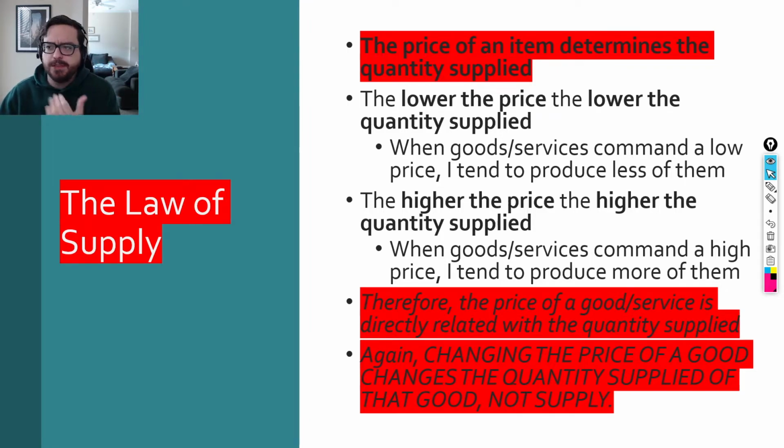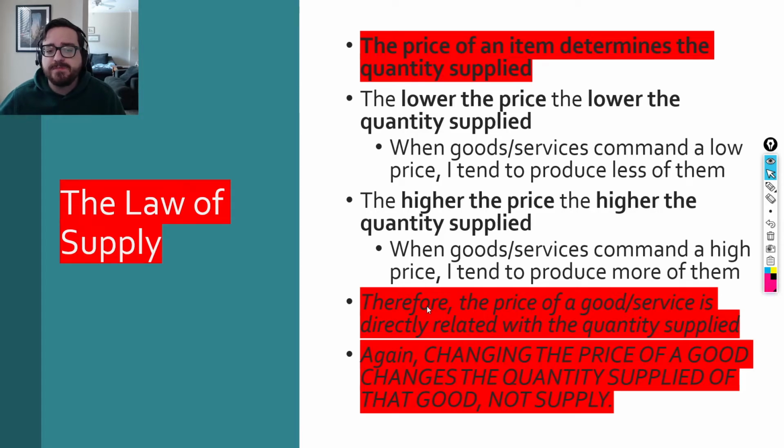If you're a business, lower prices, you don't want to sell that good as much. It's not going to make you as much money. You don't really want to produce and sell that thing if it's commanding a lower price. Remember that price is how much it's selling for in the market. So at a lower price, you would have a lower quantity supplied. I'm not going to want to make this product very much and sell it if it's not making me a bunch of money. The higher the price, the higher the quantity supplied. I would produce and sell more things if they were commanding a higher price in the market.